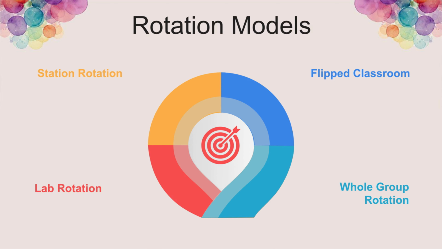So what are some of the models that people use? The traditional model, the station rotation. The station rotation is your traditional model. You may have 3 stations set up. Students are going to spend 15 minutes at each station, and they're going to rotate. Okay. You may have the lab rotation.